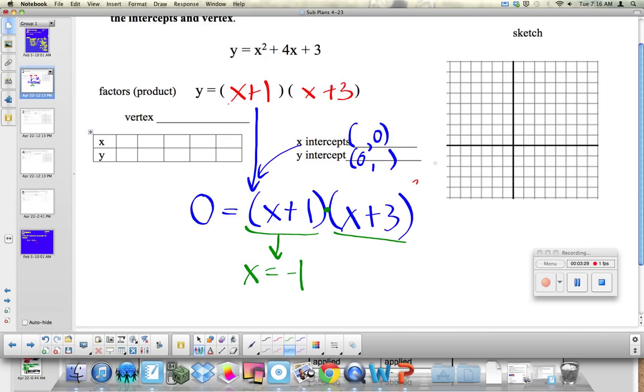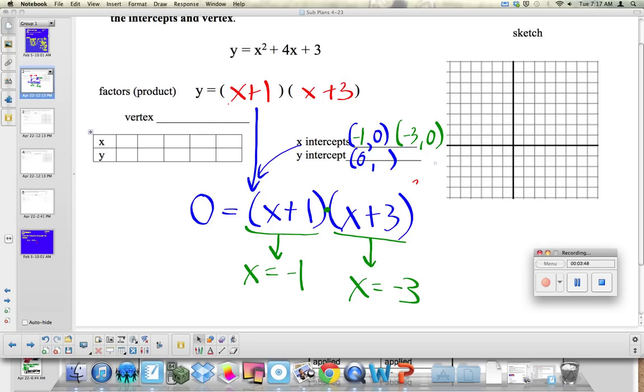The first one is 0 when x is negative 1. When x is negative 1, that whole thing is 0. Again, I look for the other factor, and it's 0 when x is negative 3. So my two factors give me my two x-intercepts. One is at negative 1, 0, and one is at negative 3, 0. So that's great. That's my x-intercepts.